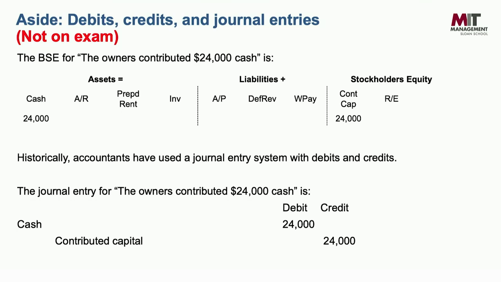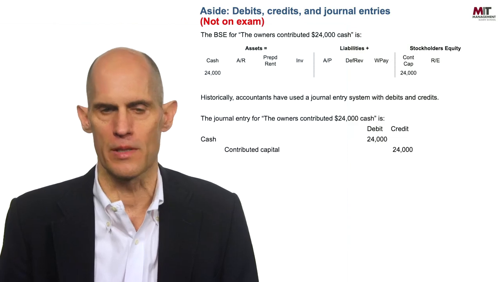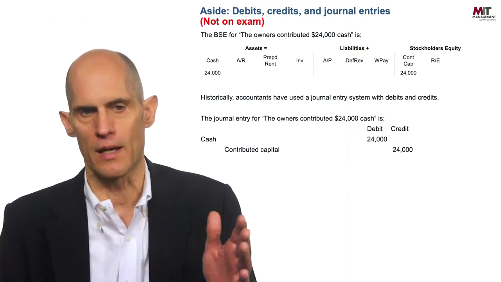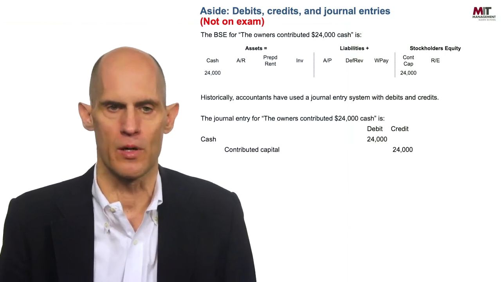Now, historically, accountants have used a journal entry system that has debits or credits. So the journal entry for the transaction, the owners contributed $24,000 in cash, was cash goes up, it's a debit amount of $24,000, and then contributed capital goes up, it's a credit amount of $24,000. So this is an older system that you'll see people using some days, but notice that you can sort of map them directly into the newer system that we're using.